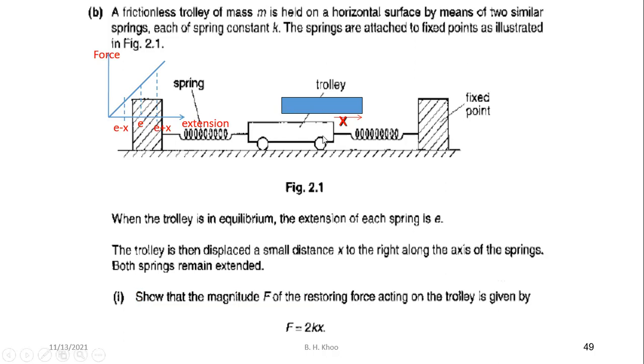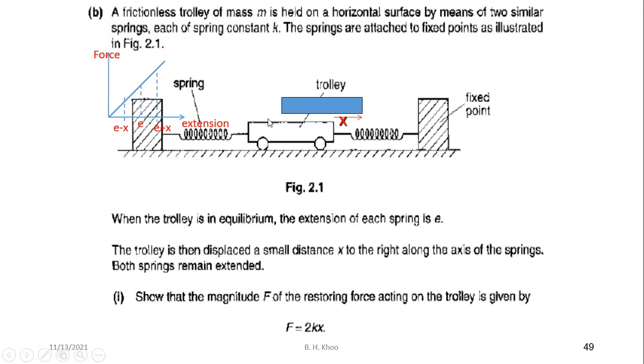Frictionless trolley. That's your trolley of mass M, held on a horizontal surface by means of two similar springs, each of spring constant k. The springs are attached to a fixed point as illustrated in figure 2.1. When the trolley is in equilibrium, where it's stationary, the extension is e. If you draw the graph, there's your e.